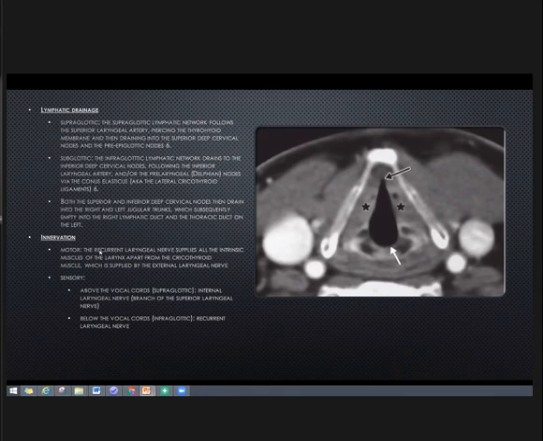The innervation of the larynx, for the motor, it is innervated by the recurrent laryngeal nerve, which supplies the intrinsic muscles of the larynx apart from the cricothyroid. So for the sensory, above the vocal cords, it is innervated by the internal laryngeal nerve, while below the vocal cords, it is innervated by the recurrent laryngeal nerve.